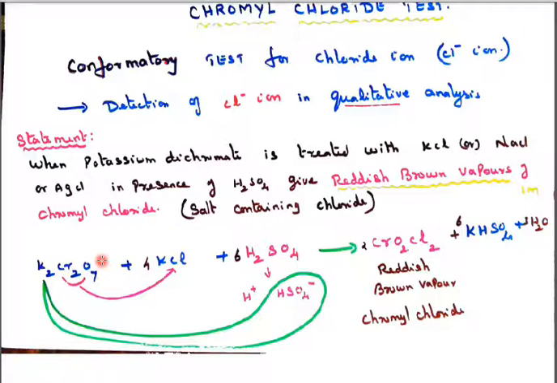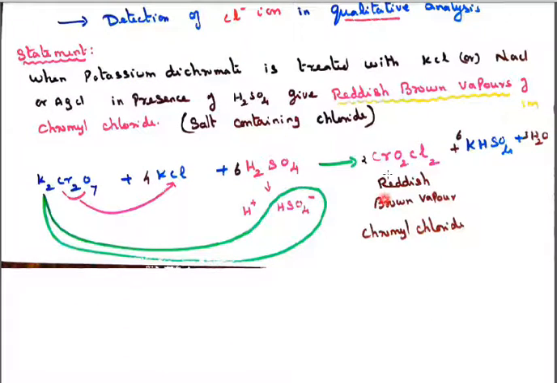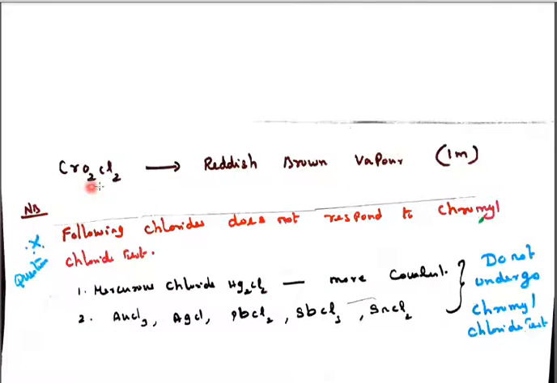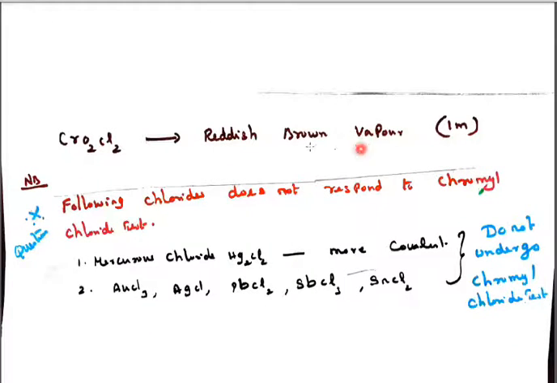Chromium and oxygen combine with chlorine and form chromyl chloride, CrO2Cl2, reddish brown vapor. Reddish brown vapor is what you get. Suppose you make a mistake in the equation; if you write reddish brown vapor, you will get at least 1 mark for the statement. Only for the equation you get 1 mark, with the balanced equation. So chromyl chloride, CrO2Cl2, reddish brown vapor. Again, I'm saying, at least remember this color. You will be able to answer even for 1 mark.